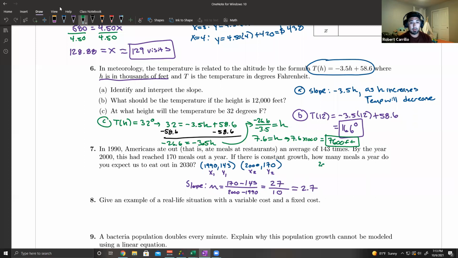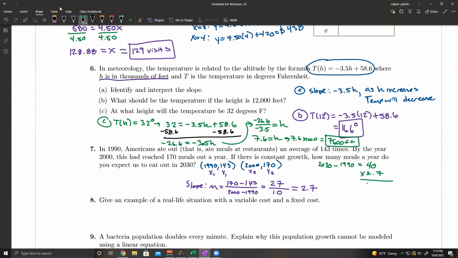So we know that 2030 minus 1990 is a difference of 40 years. Now take 40 years and multiply it by 2.7. What do you get? 108. Okay. But we're looking for total. So we already know that we're going to eat 143 times because that's what 1990 told us. But now you're going to take that 143 and add it to what? 108.